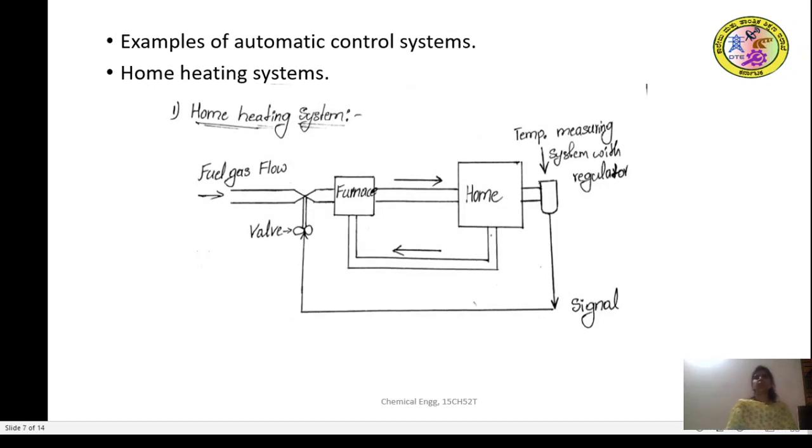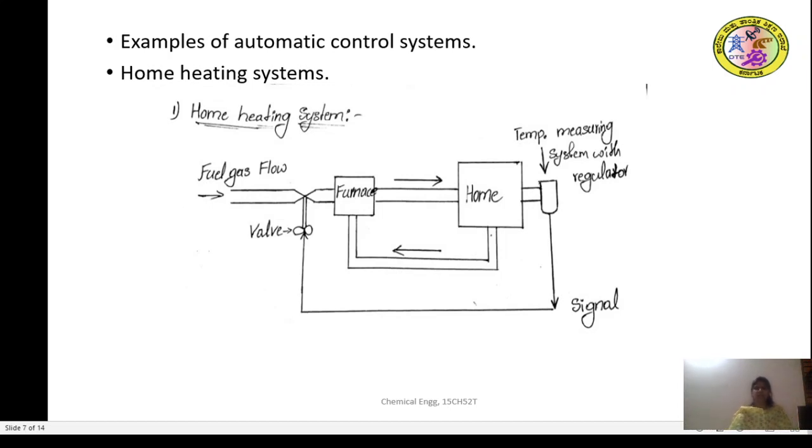Now you have understood what is automatic control and the terms involved in it, in order to understand what exactly an automatic control system is. So let us look into some examples of automatic control systems. Here you can see a home heating system. You can observe here you have a furnace, a home and a regulator. The regulator signal is interconnected to the valve and again to the fuel gas flow, again to the furnace. Home, again to the furnace.